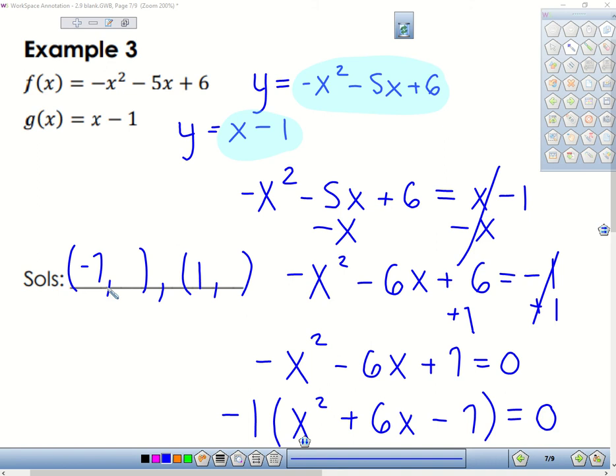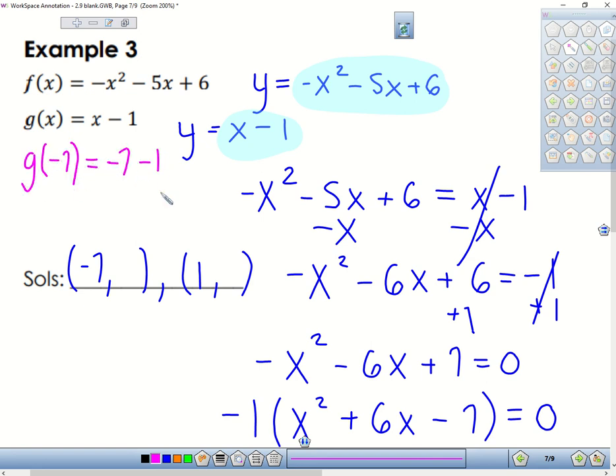So what should I do with this x value? Yes? Yeah, I can plug it in. Good. So which one's going to be easier to plug into? Which equation? G of x. You can plug it into the quadratic if you want to. However, that's more work.